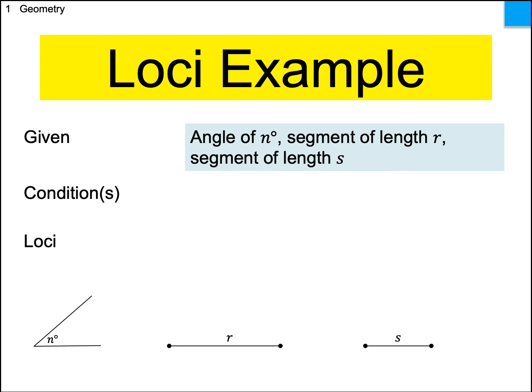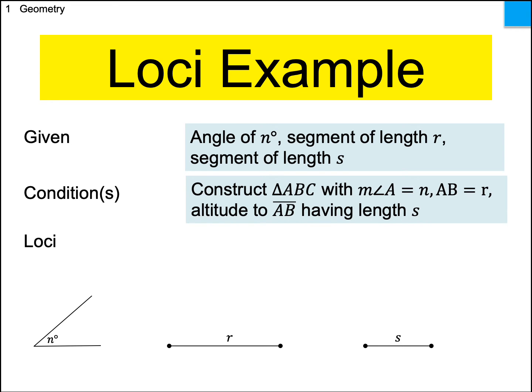You're given an angle, in this case angle N, and you're given 2 segment lengths. One is bigger than the other one. One is labeled length of R, and one is the length of S. So one angle, 2 different size segments. The conditions, well, there's a few of them.